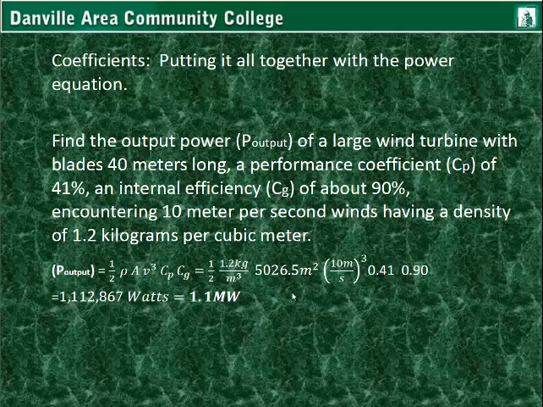What would be the available power of the wind for this example? Really, in order to get back to that original equation, that's 1/2 rho A V cubed, and that ignores the losses and inefficiencies due to the design and the Betz limit. The simplest way, since we already have the answer, would be to take 1,112,867 watts and divide it by 0.9 and divide it by 0.41, and that will give us the regular power availability.